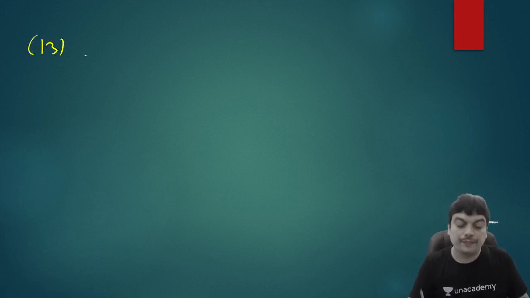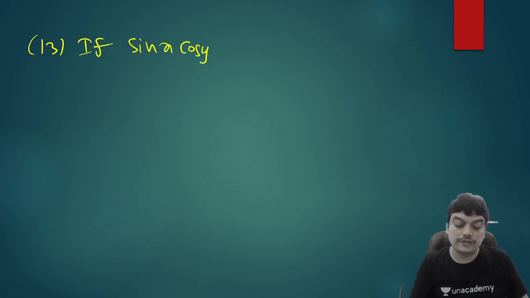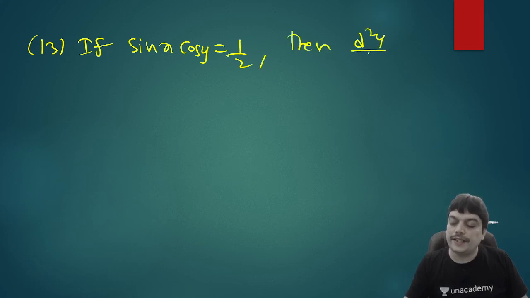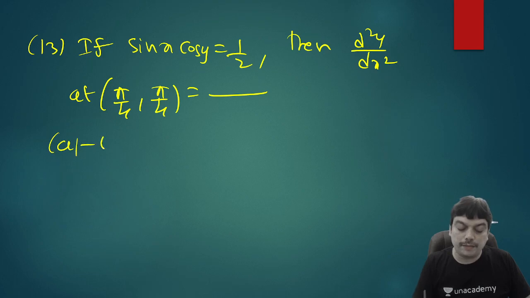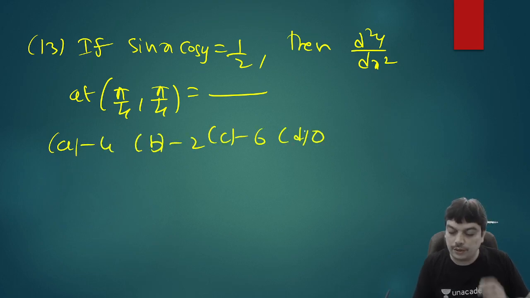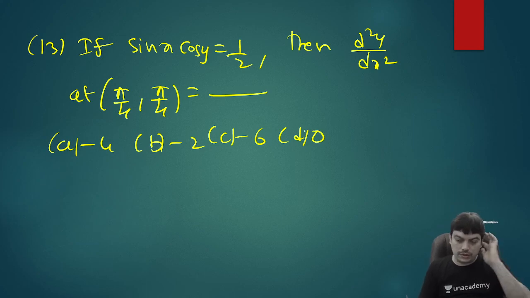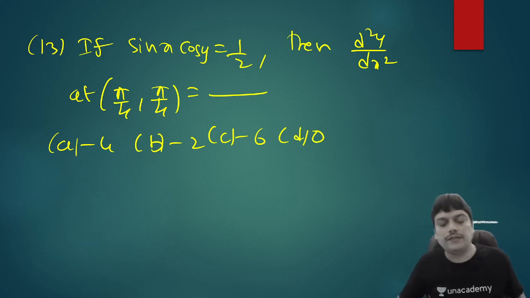Let us finish that. If sin x into cos y is equal to half, you need to find out the value of d square y by dx square at pi by 4 comma pi by 4. So the options are minus 4, minus 2, minus 6 and 0. So there is something called implicit differentiation which you'll learn later. So we'll not use that concept here.